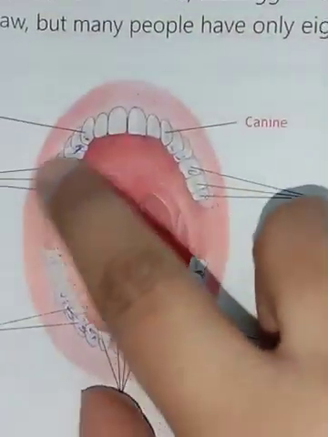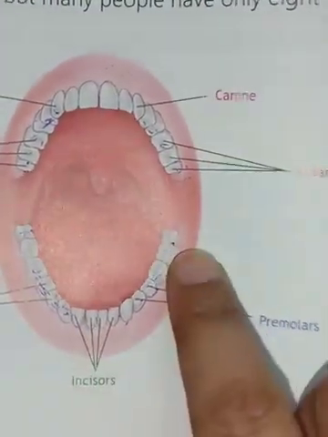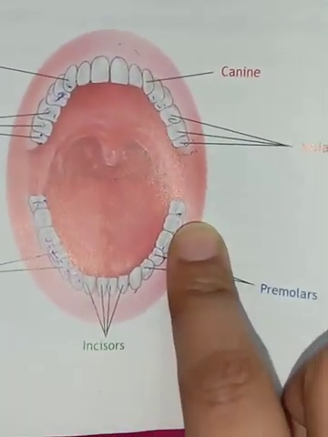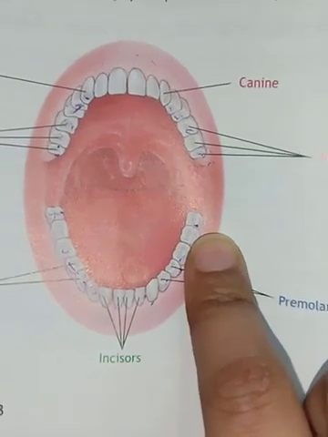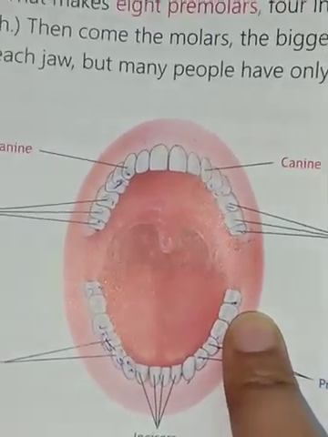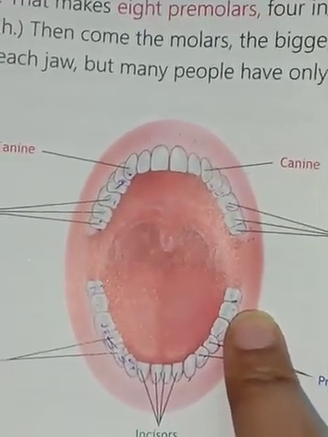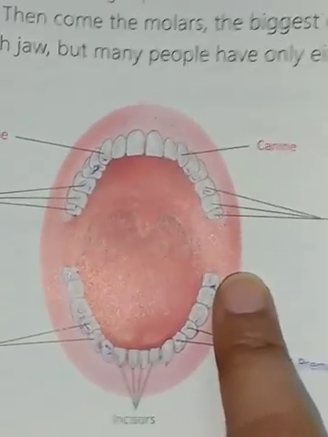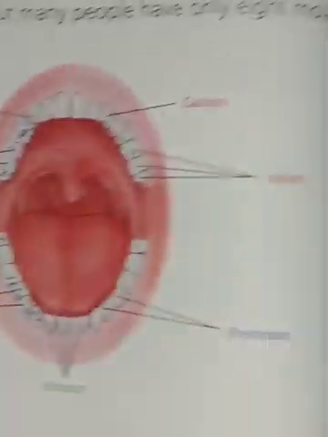The crown of the tooth does a lot of hard work. You know very well, my dear children. They bite, they crush and they chew the food. Okay, so it needs to be protected because it does a lot of work.